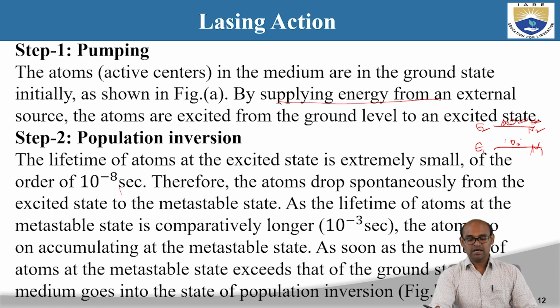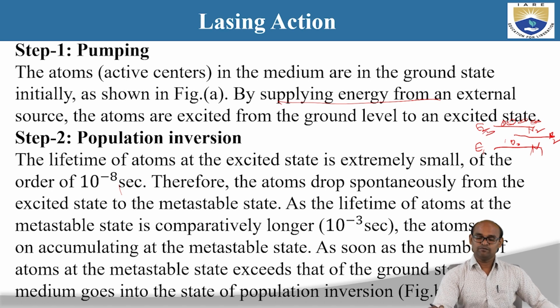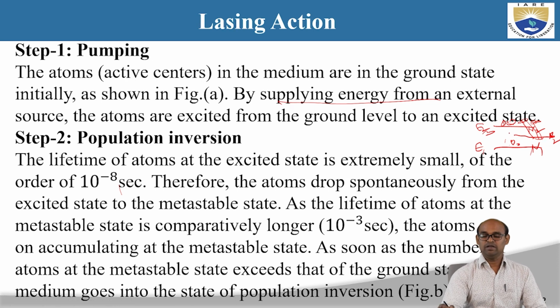Okay, if the atoms are excited directly to the metastable state, that is fine. But if the atoms are excited to the normal excited state, suppose there are 3 states. This is E1, this is E2, and this is E3. If the atoms are excited from the ground state to the higher energy level E3, E3 is a normal excited state. Then the lifetime of the atoms in the normal excited state is very short, 10 power minus 9 second, which is a nanosecond. They will decay through spontaneous emission to the energy level E2.